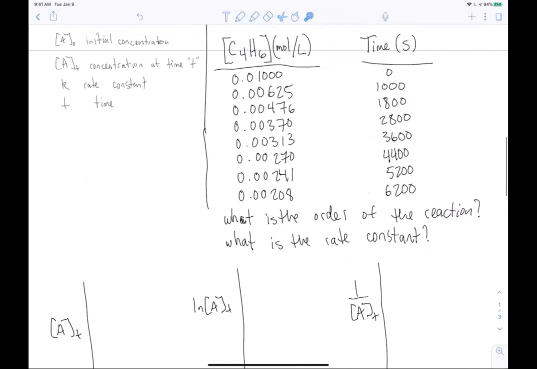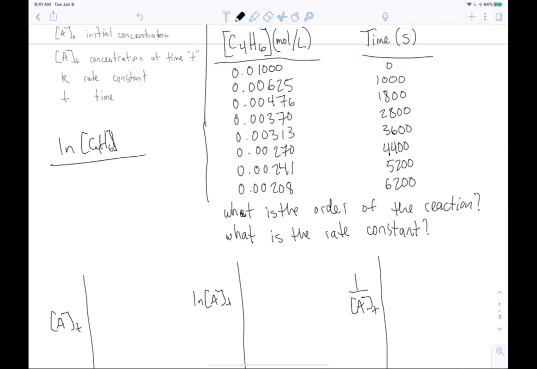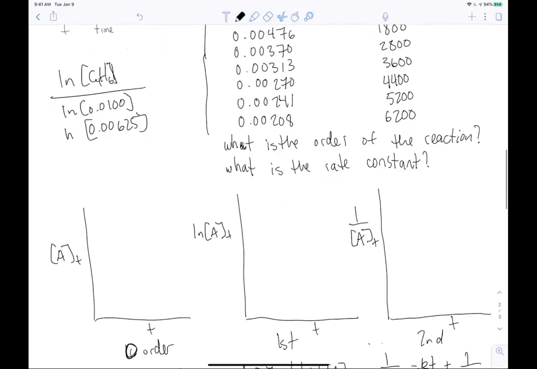And then when I want to check to see if it's first order, I would take the natural log of the data I collected. So I would go through and take the natural log of 0.0100, natural log of 0.00625, et cetera. And I would plot that.